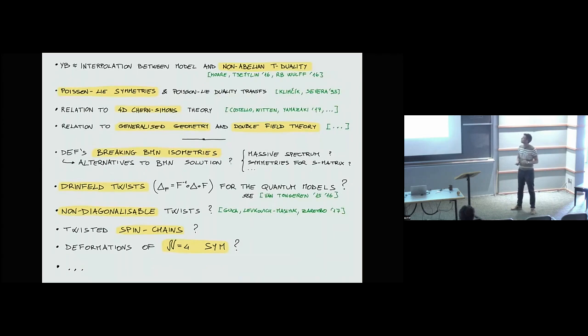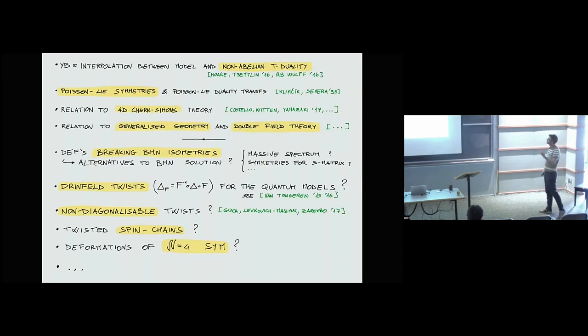I would like to mention that there are really thousands of interesting facts about the Yang-Baxter deformations that one could study. Here I want to list just a few of them that I find particularly interesting. First of all, you can understand these Yang-Baxter deformations as an interpolation between the parent model you start with, for example, the principal chiral model, and its non-abelian T-dual. And this story is actually related to the fact that these deformed models enjoy some hidden Poisson-Lie symmetries, and the deformation itself can be understood as a generalization of Poisson-Lie duality transformations.